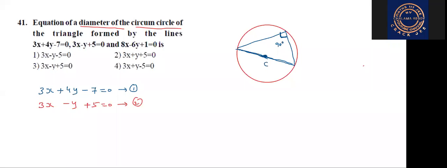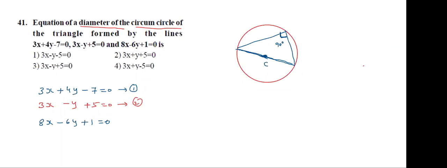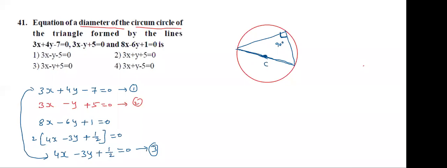Write the other equation, the third one: 8x - 6y + 1 = 0. Here, students, take 2 common: 4x - 3y + 1/2 = 0. This is the third equation. Observe these two, 1 and 3.